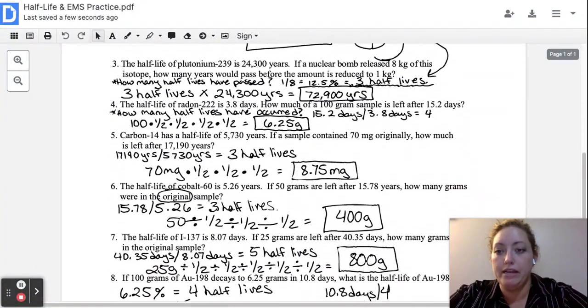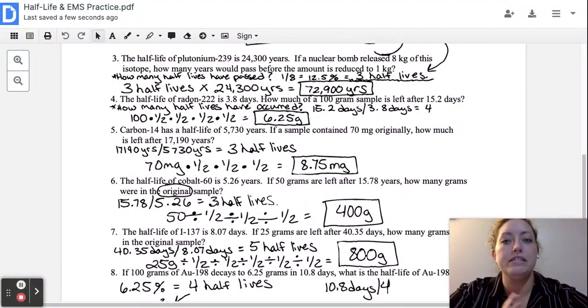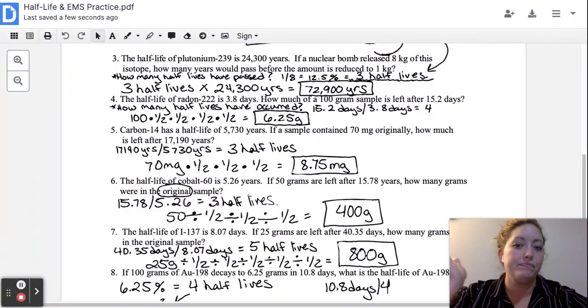On number three, this is when they started to get a little bit more complicated. So the half-life of plutonium-239 is 24,300 years. If a nuclear bomb released 8 kilograms of this isotope, how many years would pass before the amount is reduced to 1 kilogram? So you first need to figure out how many half-lives have actually passed. So if you have only 1 kilogram left and you started with 8, you can divide that. So we have 1 divided by 8 tells you that you only have 12.5% remaining.